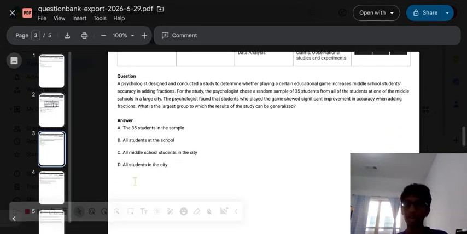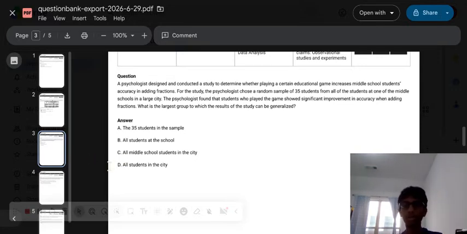Moving on to our third question, it says a psychologist designed and conducted a study to determine whether playing a certain educational game increases middle school students' accuracy in adding fractions. For the study, the psychologist chose a random sample of 35 students from all students at one middle school in a large city. The psychologist found that the students who played the game showed a significant improvement in accuracy when adding fractions. Which is the largest group to which the study can be generalized?